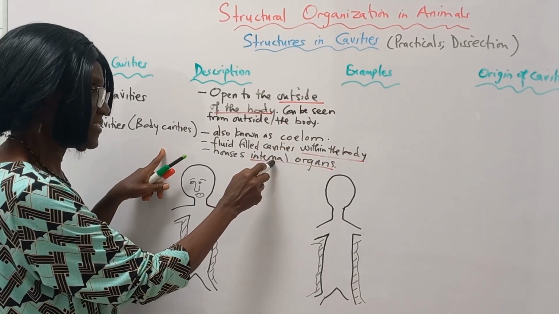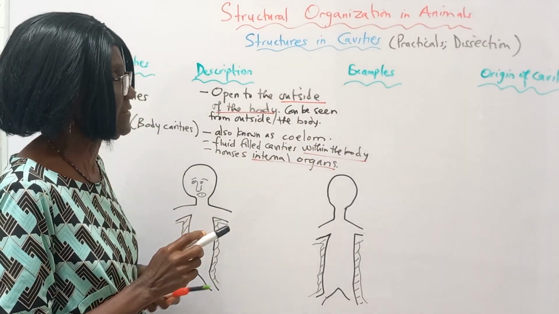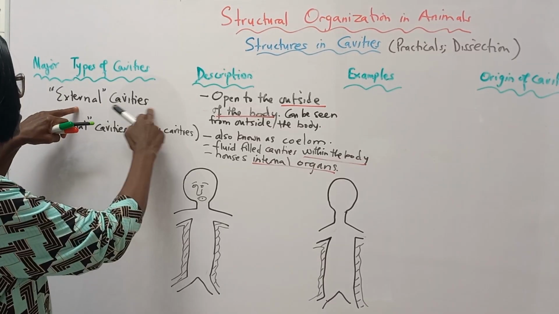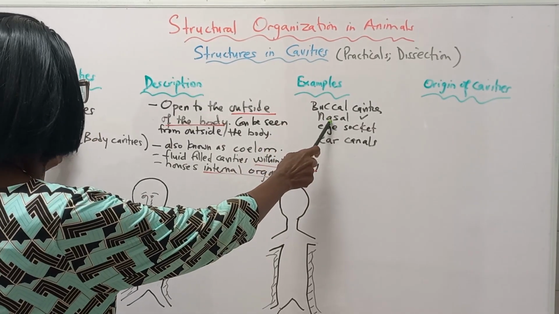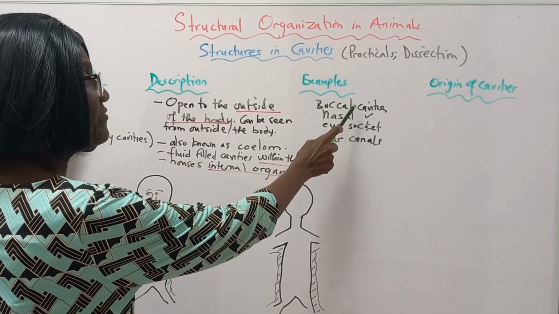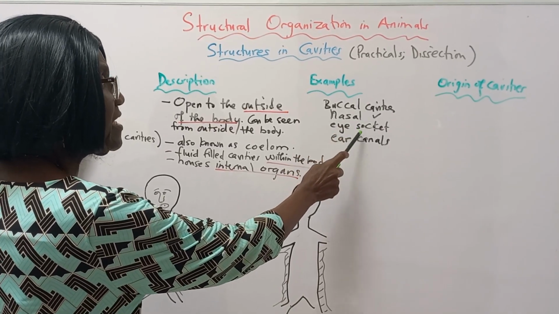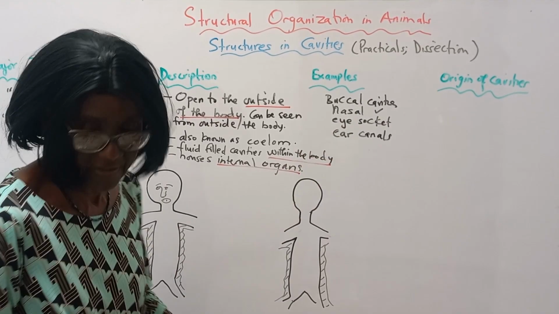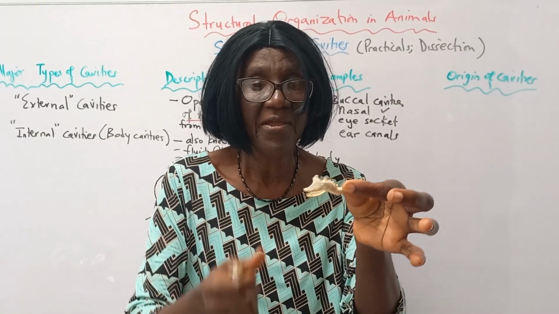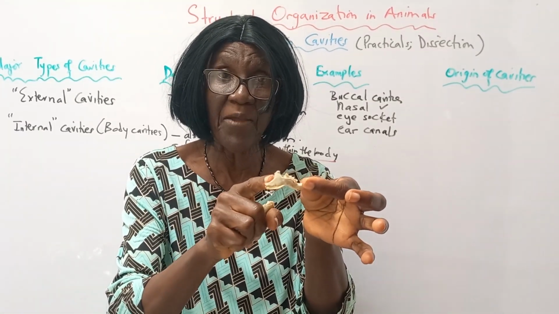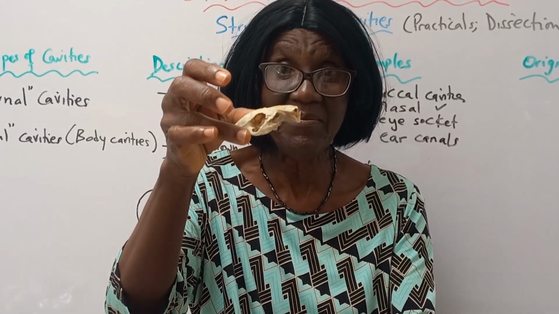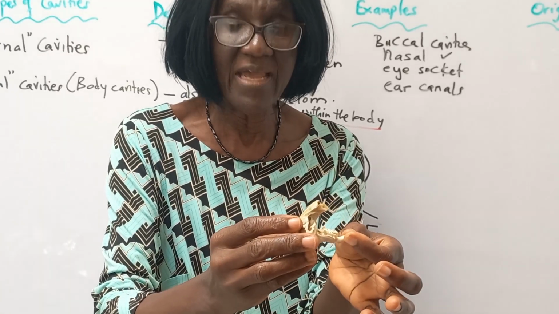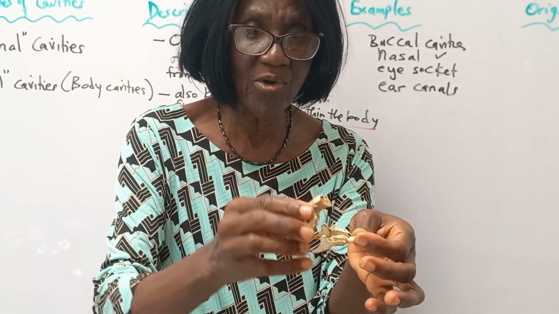They house internal organs. So we will first of all deal with the external cavities, and examples of external cavities: you have buccal cavities, nasal cavity, eye socket, ear canals. Here I have the lower jaw of a guinea pig, and here is the skull of a guinea pig. It's a mammal. Piecing it together, I have here the buccal cavity.